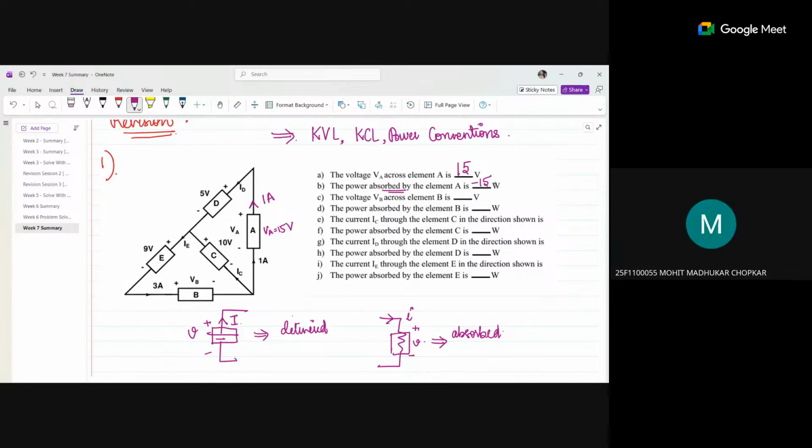Ma'am, why 15? We know the voltage across it. Yeah, VA into I, right? Yes. We have found VA, 15 volts, and the current is 1 ampere. Okay. Now you tell me what is VB?